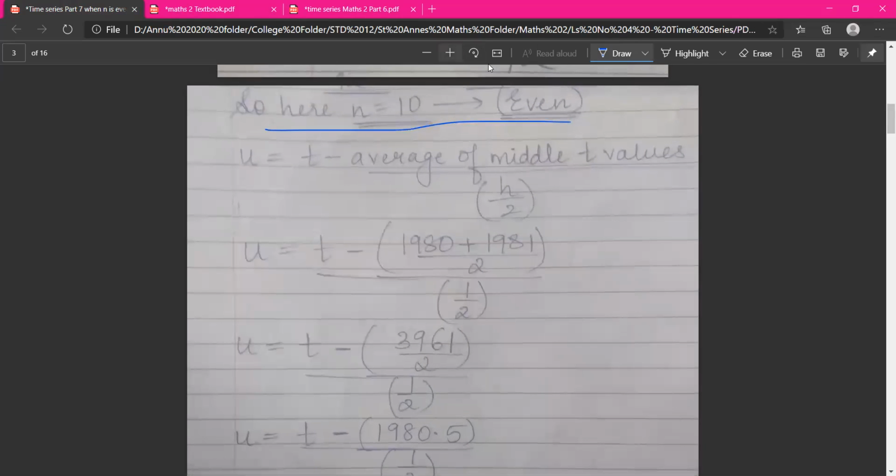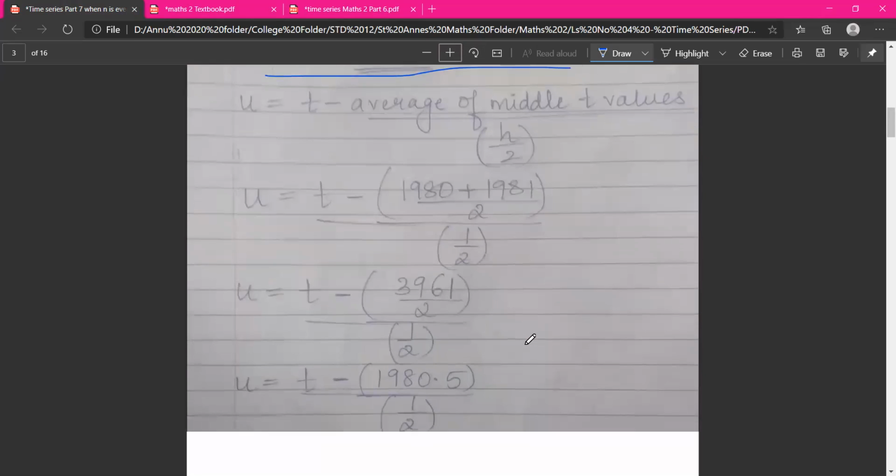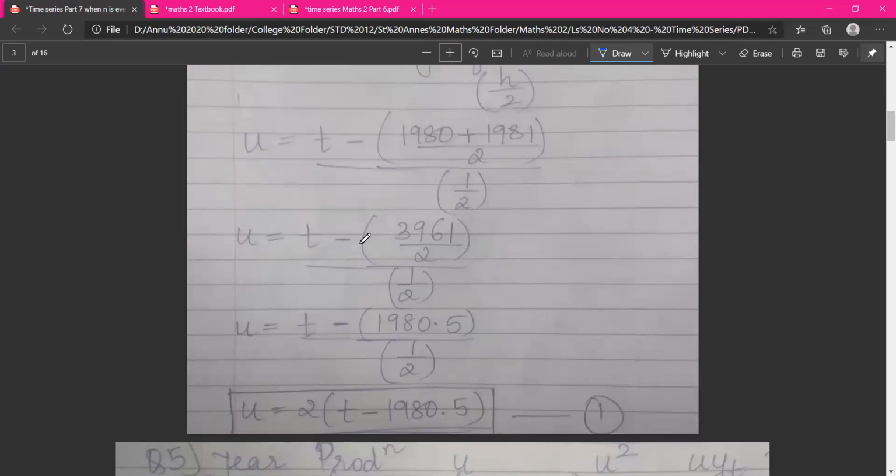So as you can see here, n is equal to 10, which was even. So I will put the formula of u. U is equal to t minus average of middle t values divided by h upon 2. So u is equal to t minus bracket open 1980 plus 1981 divided by 2, the whole upon 1 upon 2. So I get t minus, on adding both of them, 3961 divided by 2, all divided by half.